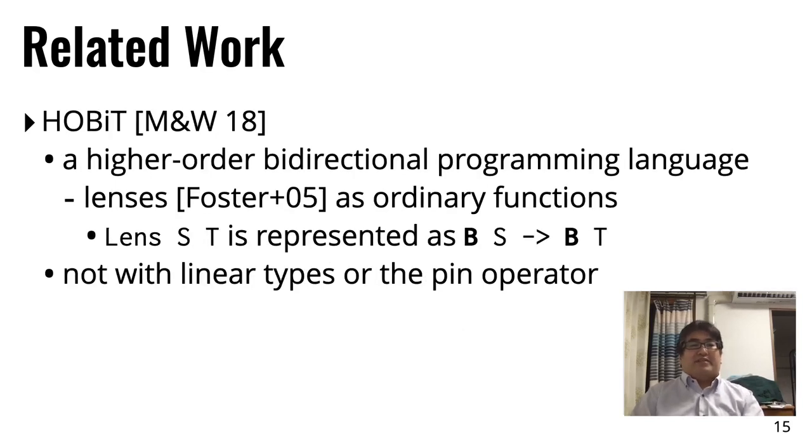The design of Sparcl is inspired by our previous work, HOBiT. HOBiT is a higher-order bijective programming language in which lenses are represented as ordinary functions. More specifically, a lens between S and T is represented as an ordinary function between BS and BT. Here, BS and BT are very similar to invertible types in Sparcl. But HOBiT does not use linear types, and it does not provide the pin operator, which is very useful in partially invertible programming.